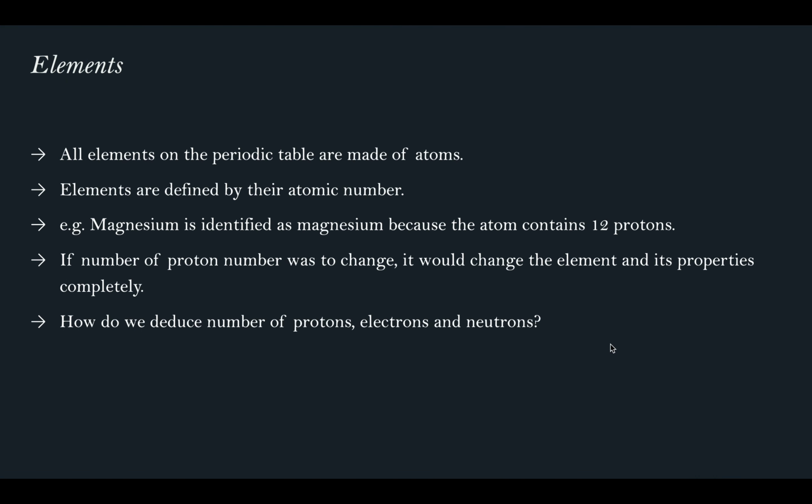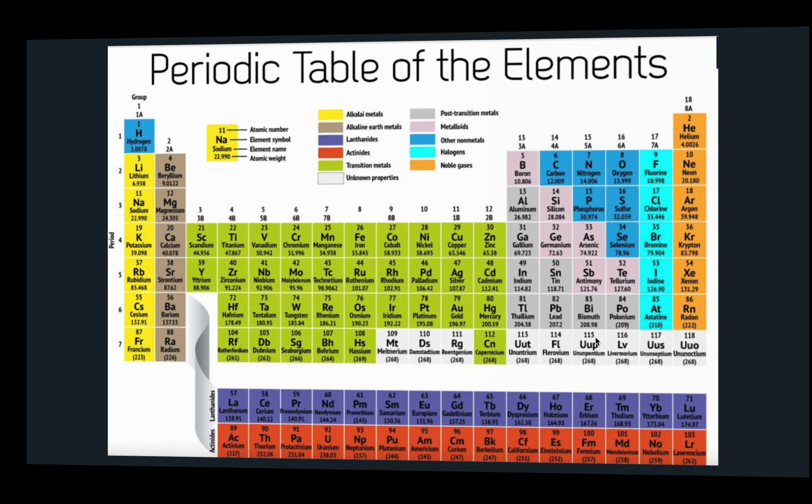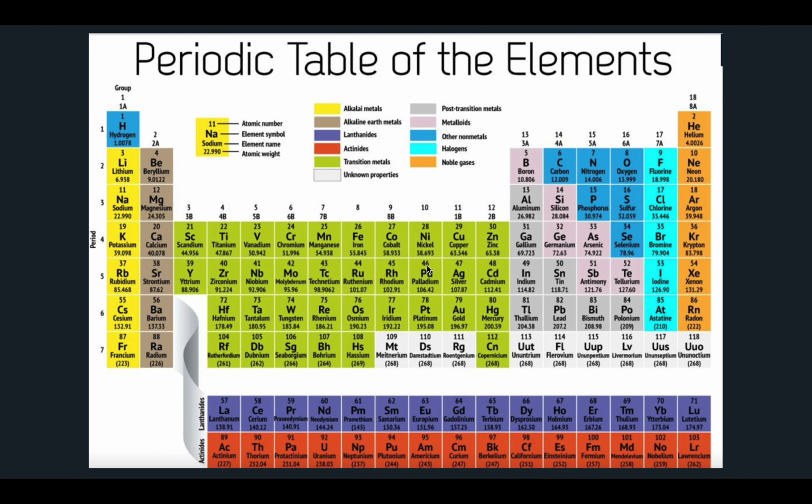Now, all elements on the periodic table are made up of atoms, okay? The elements are defined by their atomic number. For example, magnesium is magnesium because the atom contains 12 protons. If the number of protons was to change, it would change the element and thus its properties as well. So as we can see on the periodic table, this top number here is the atomic number, and that refers to the number of protons. As you can see, for all the elements, the atomic number is different, thus defining the element, okay?